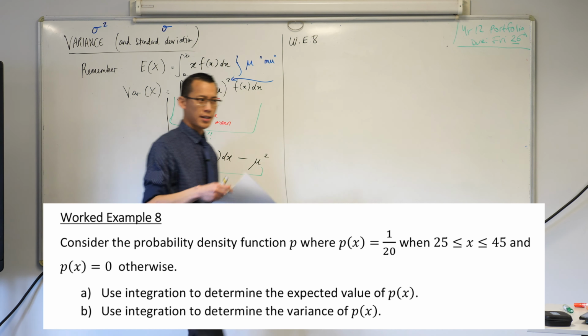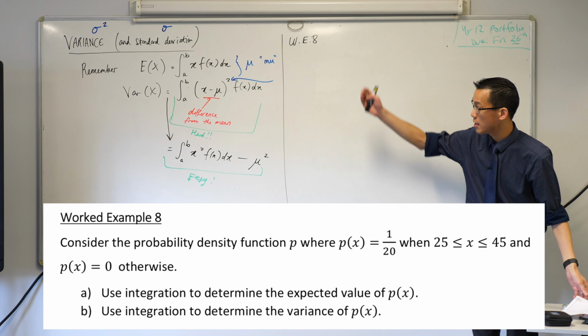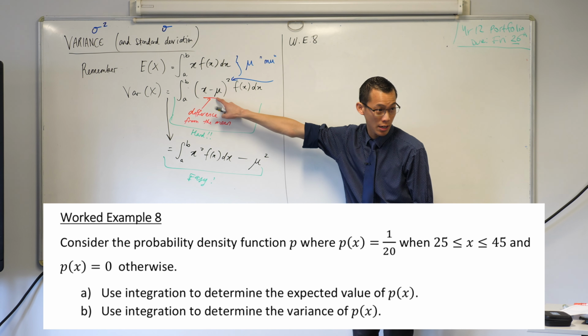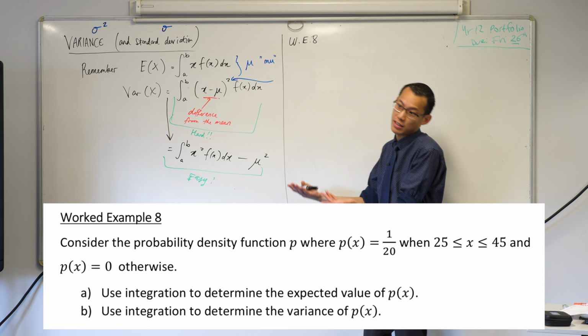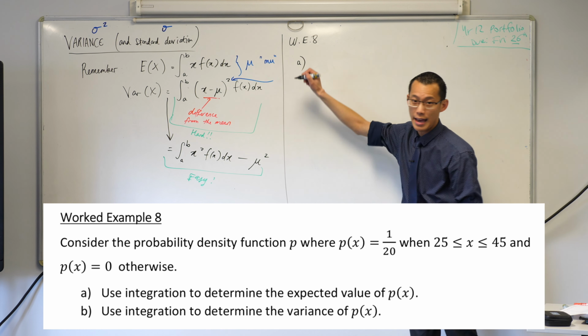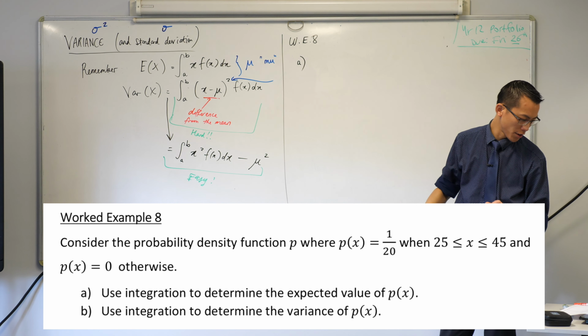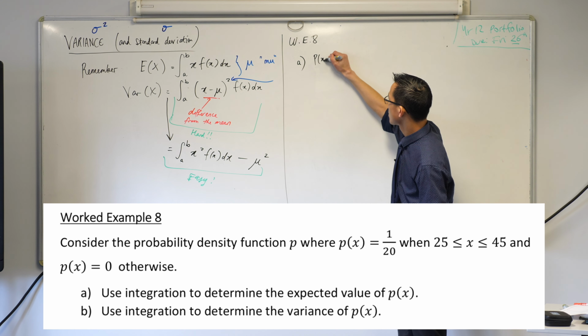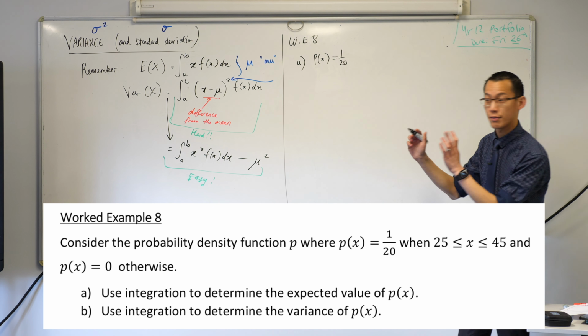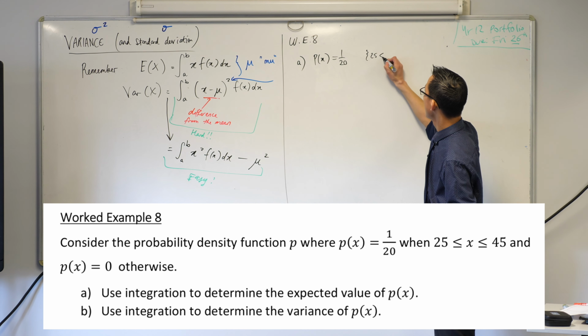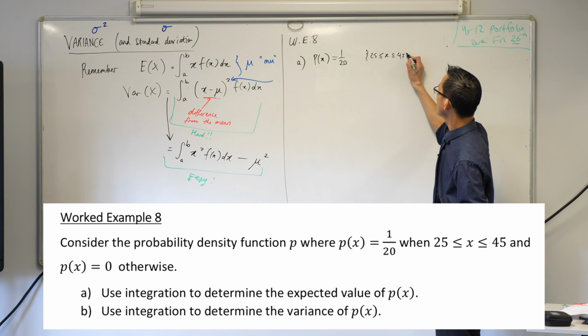Okay, so let's rehearse this because you need the expected value. Can you see the mu here and the mu here? You need expected value to find out variance. So let's go ahead and do this. For part A, this is the function P of x equals 1 over 20, and it's defined between 25 and 45.